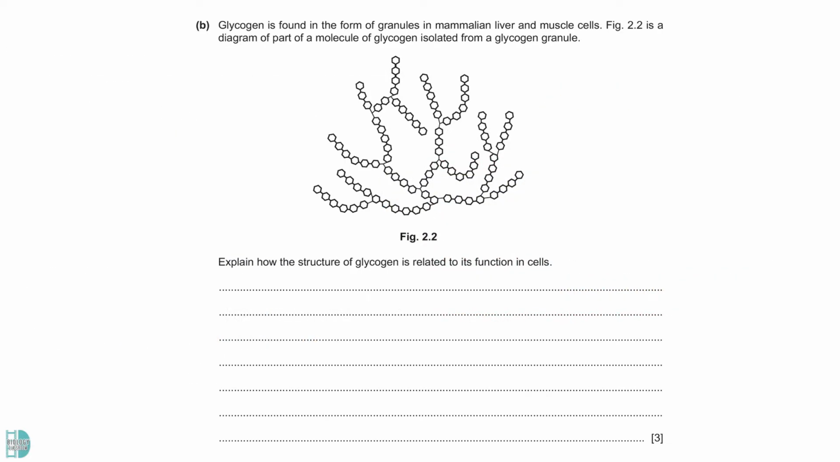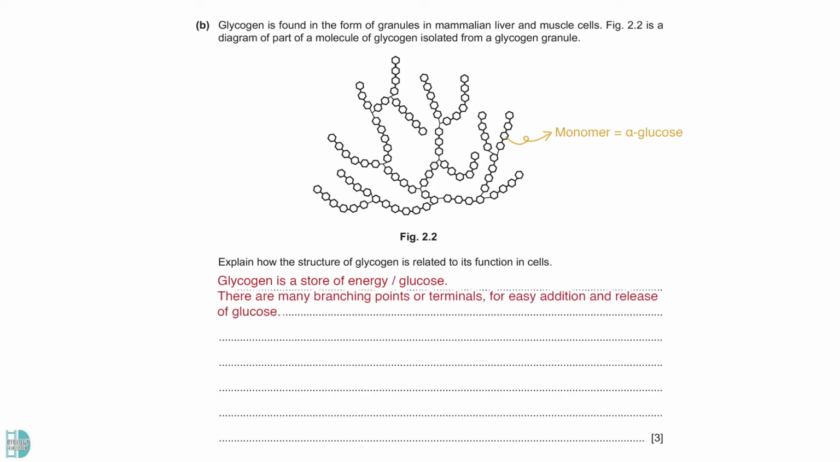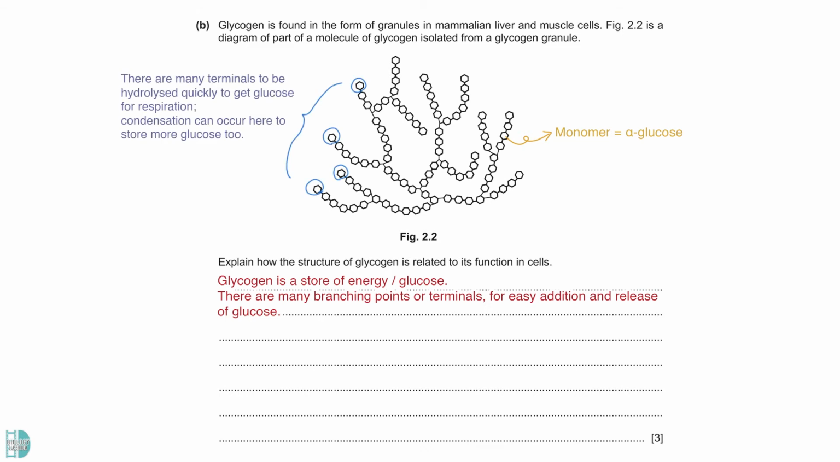B shows the branch structure of glycogen. Explain how the structure of glycogen is related to its function in cells. Glycogen is made up of many alpha glucose, so it is a store of energy or glucose. It is highly branched. These branching points or terminals enable easy addition and release of glucose. In other words, it is easy for our cells to hydrolyze it to get glucose or perform condensation to store glucose according to their needs. It is a compact molecule, so it stores much glucose or energy in a small space.